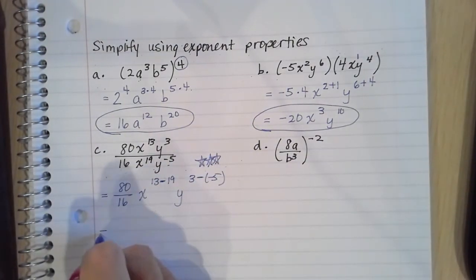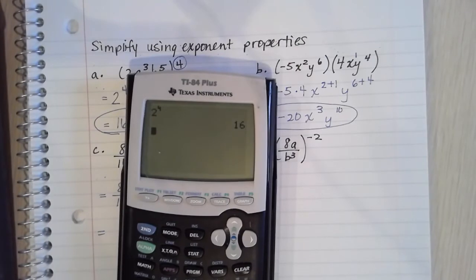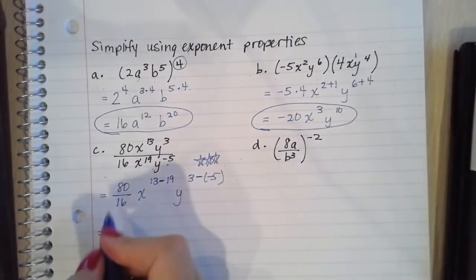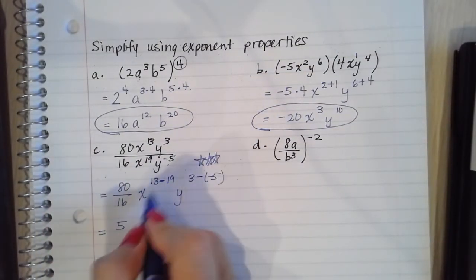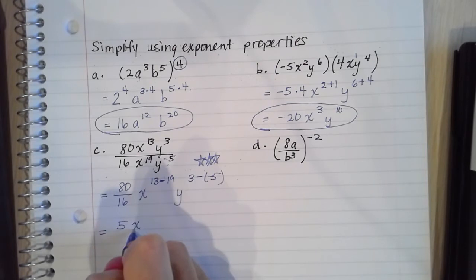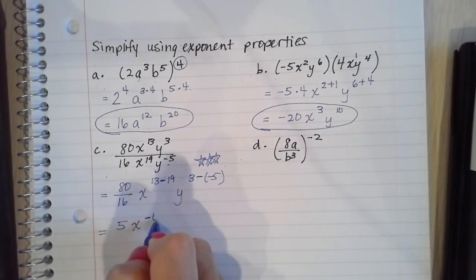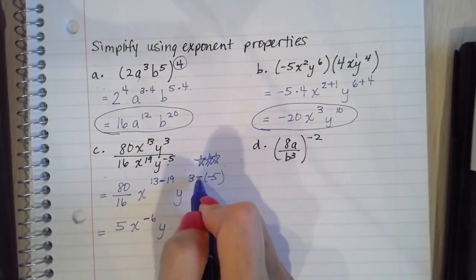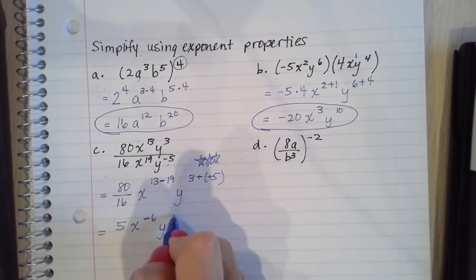So 80 divided by 16, let's see what that is. 80 divided by 16 is going to be 5. So we're going to write our answer as 5. X to the 13 minus 19 would be x to the negative 6. And then y to the 3 minus negative 5. Remember, change signs. So it's 3 plus 5 is 8.